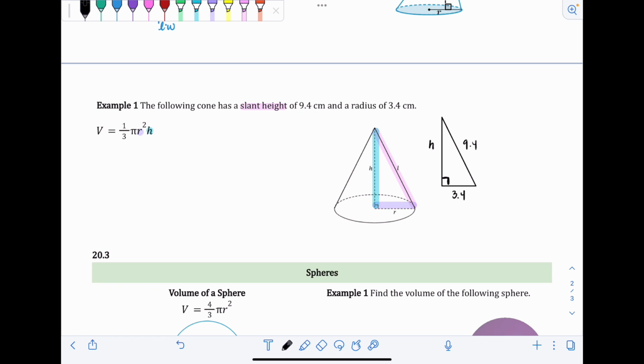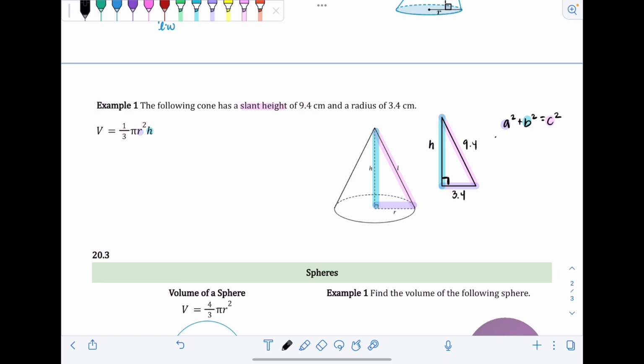So if I'm only missing one side from a right triangle, I use the Pythagorean theorem to find the third side, which is a squared plus b squared equals c squared. So the hypotenuse, 9.4, always has to go in for c. And then the other two sides, those are called legs. Those go in for a and b, so it doesn't matter which is which. So we can put 3.4 in for a, and then I'm going to put h in for b, and that's going to help us solve for h.